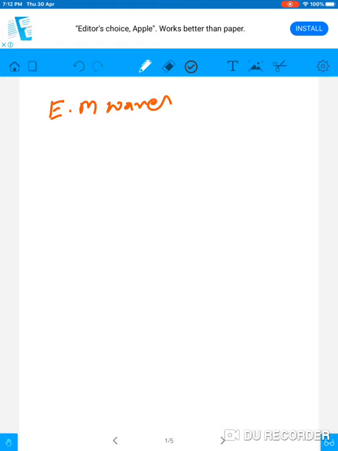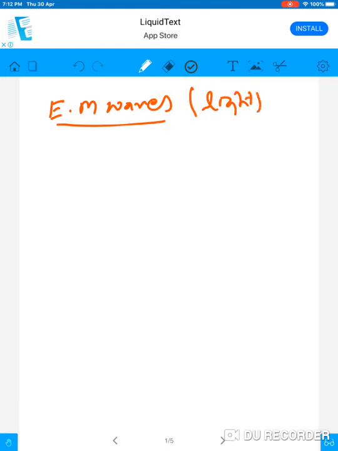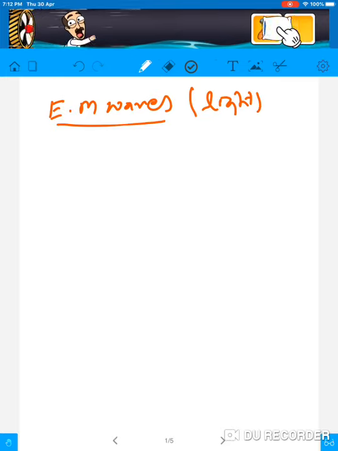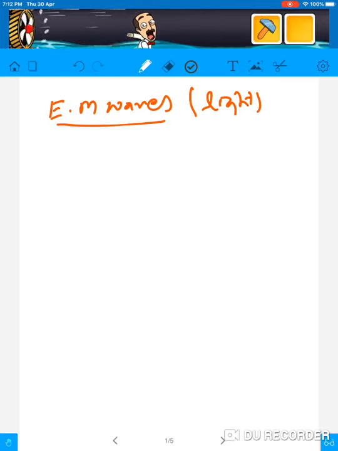Let's start with electromagnetic waves, electromagnetic radiation, or we can say photon. Electromagnetic waves, EM waves, or we can say light. So if anyone asks you what is light, then the simple and only answer to this question is that light is an electromagnetic wave.